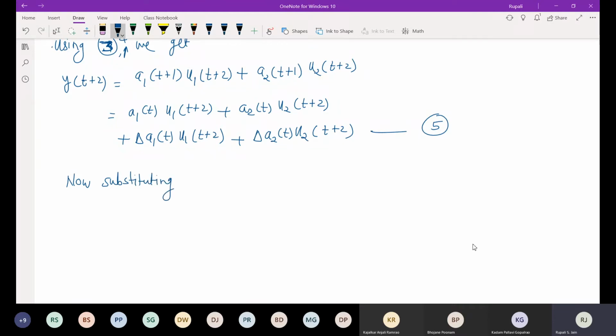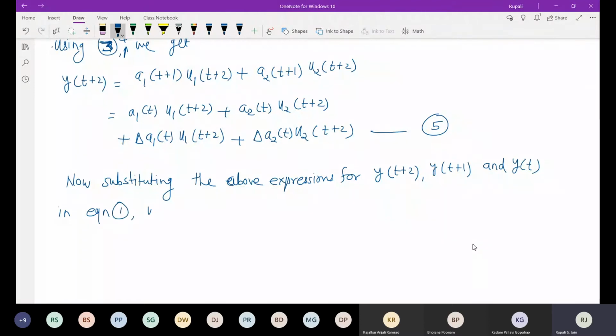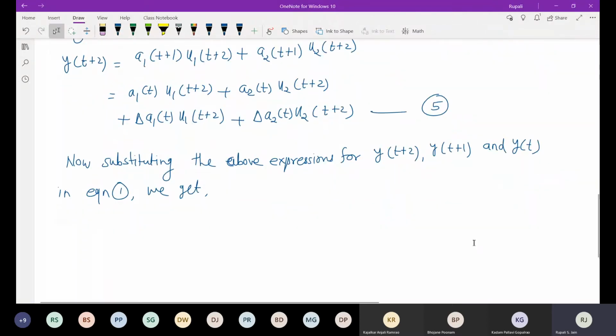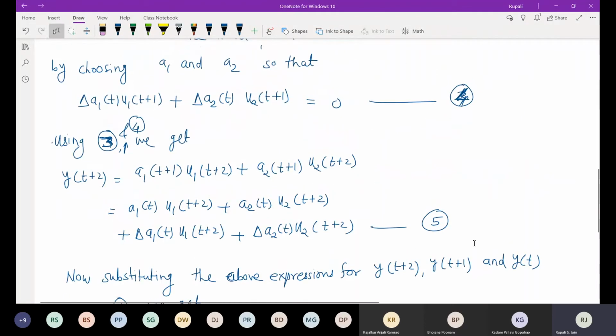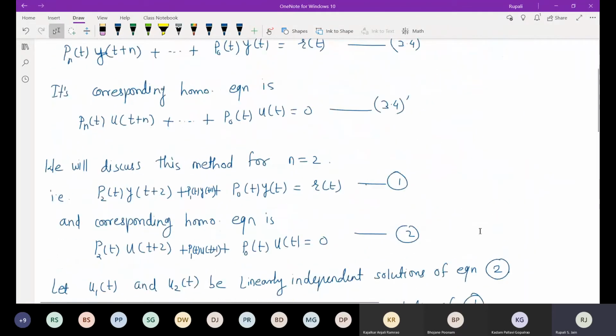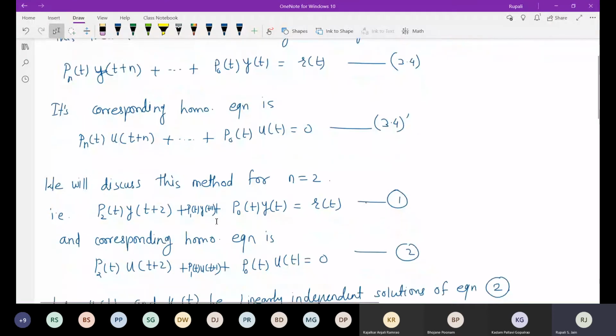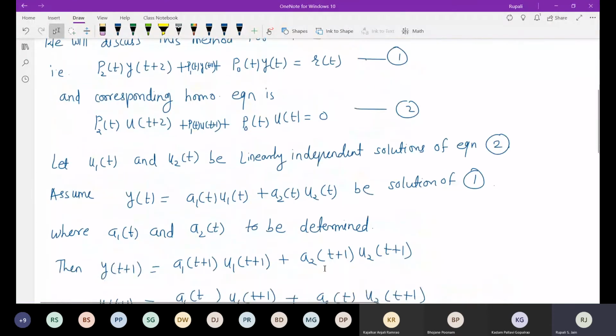Now substituting, I am having y at t plus 2, I am having y at t plus 1 and I am having yt. So now substituting the above expressions for y at t plus 2, y at t plus 1 and yt into equation 1, what do we get? What is my equation 1? Equation 1 is P2t y at t plus 2, P1t y at t plus 1, P0t y at t is equal to Rt. Okay, I am substituting that value.